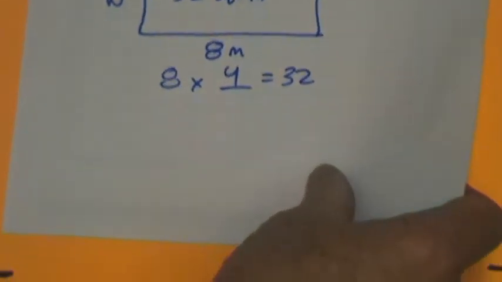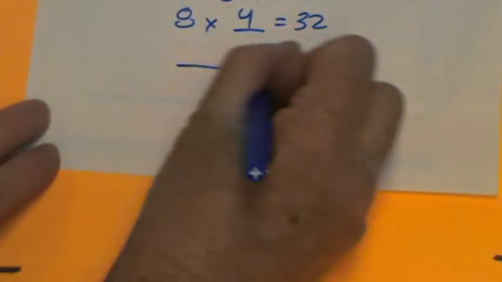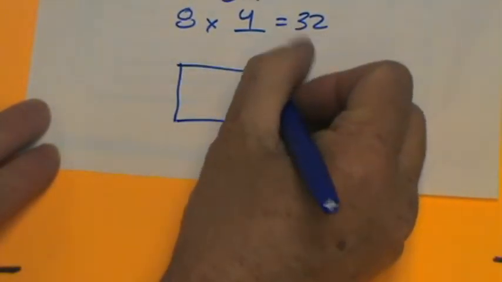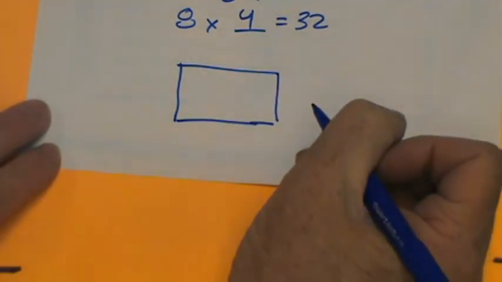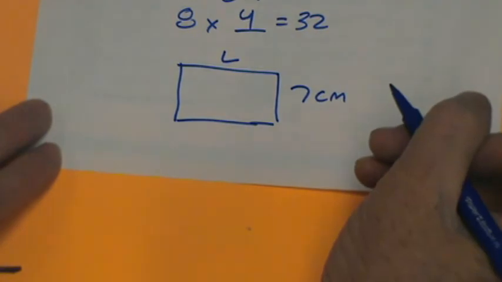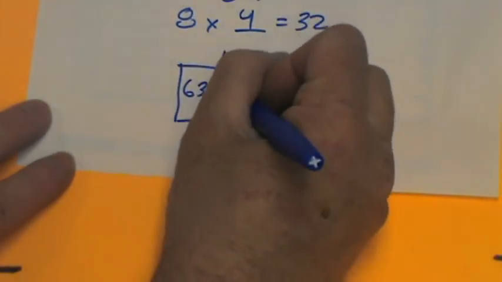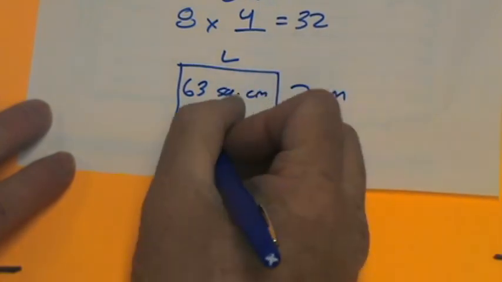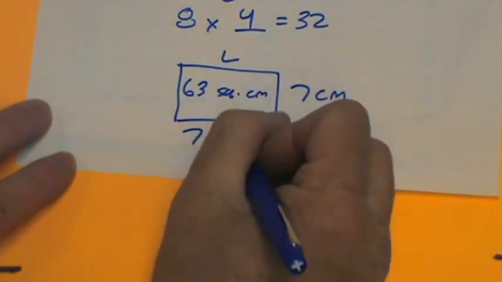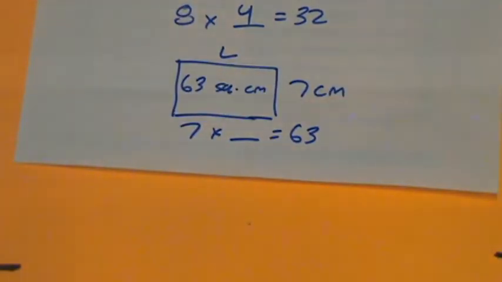We're going to squeeze in one little more right here on the very bottom. And this one I want you guys to try to figure out. Use your multiplication chart if you don't know your multiplication facts. So here's our length. We don't know the length, but we know the width is 7 centimeters. But we know inside is 63 square centimeters. And what you're trying to figure out is what the length is. So you know that 7 times a number equals 63. That's how you're going to determine that.